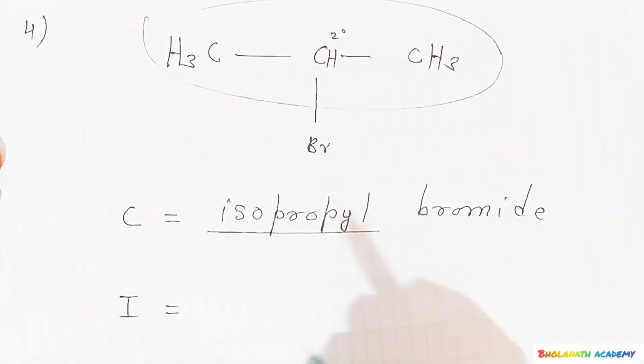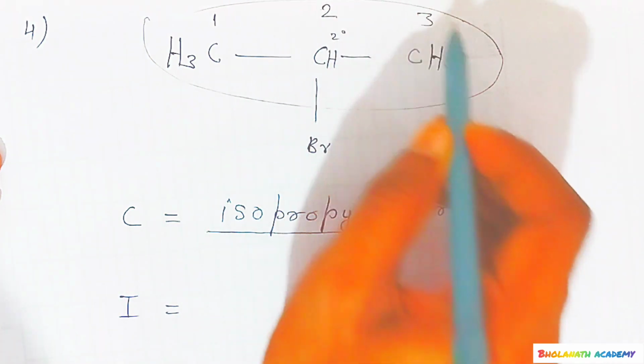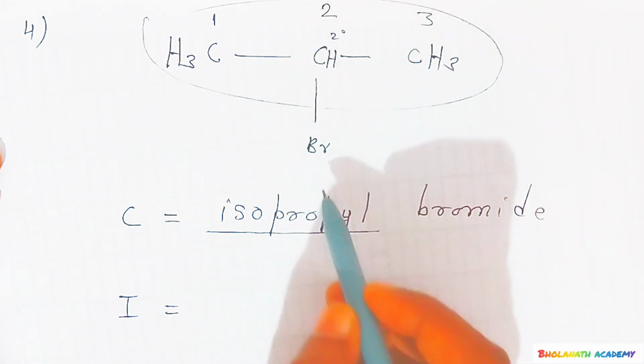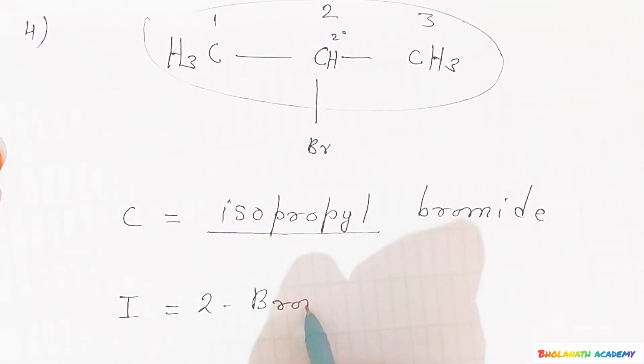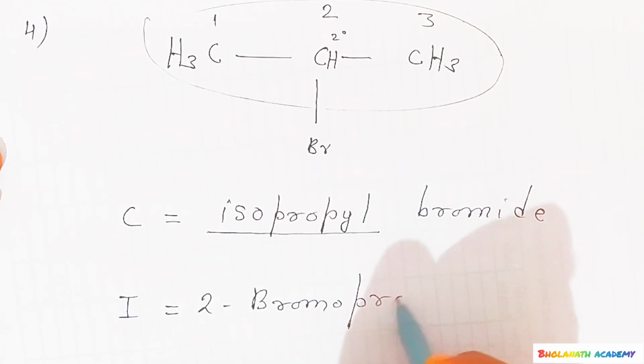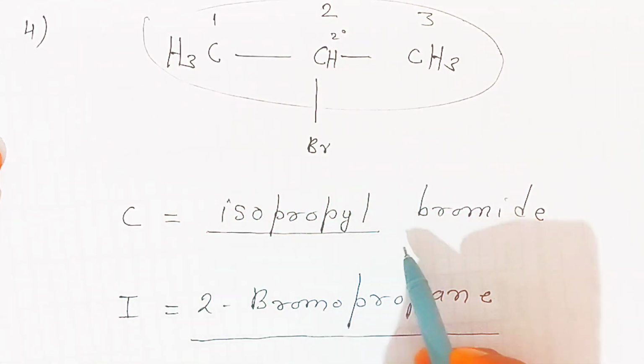What will be the IUPAC name, students? For that, you have to start the numbering. We have to do the numbering of these hydrocarbons. So this is the first, second, and this is third. At second carbon, bromine halogen is attached. So we'll write 2-bromo and propane. So this is the IUPAC name, students, 2-bromopropane. And common name will be isopropyl bromide.